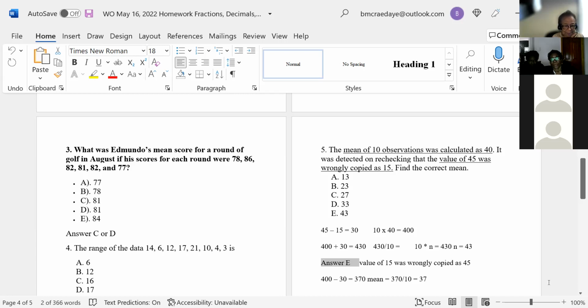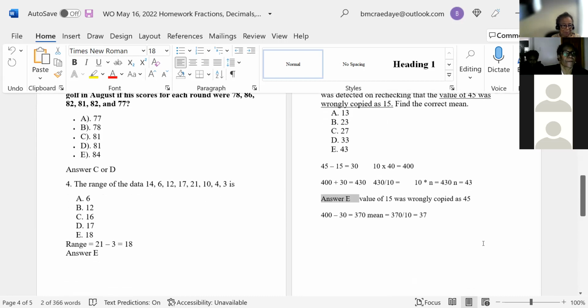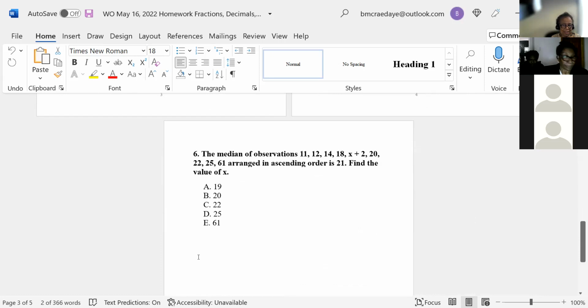I didn't understand the reading, so I did it the normal way. See, 10 observations here is the number of data items. We've been calling them data items, but observations here means data items. Okay, thank you so much. Yes. Okay. Number 6.